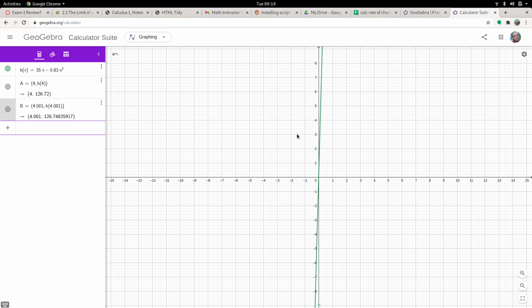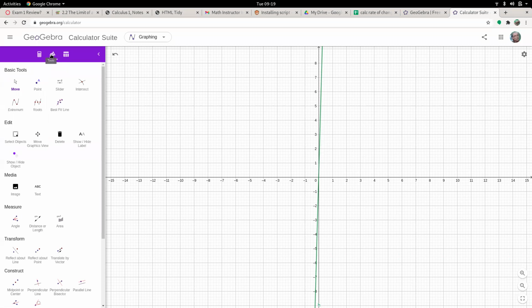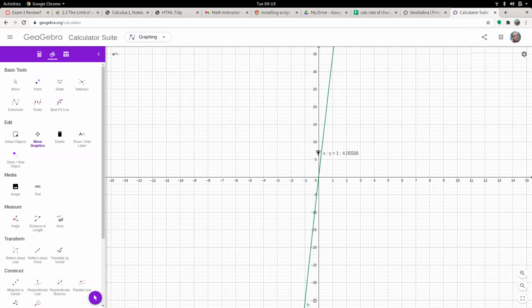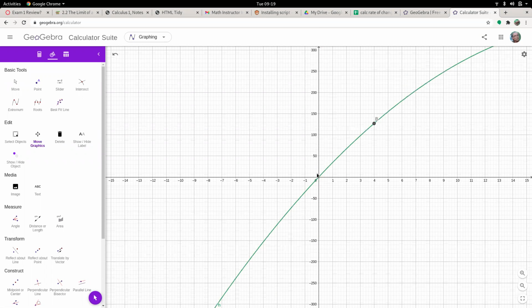And if I wanted, I could adjust the viewing screen to see that. So we need to get up to 126. And so I could either zoom or rescale. There we go. So there's one of the points. Oh, they're both right next to each other. So let's do this a little bit differently.